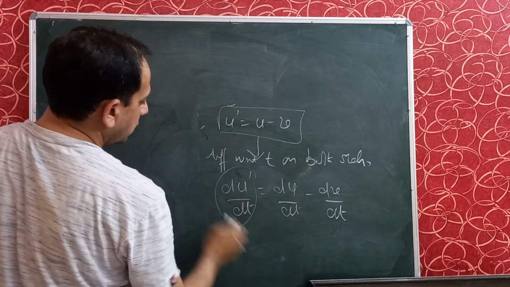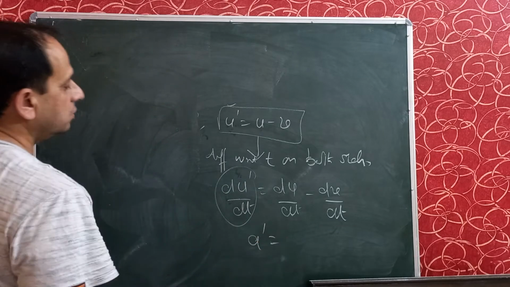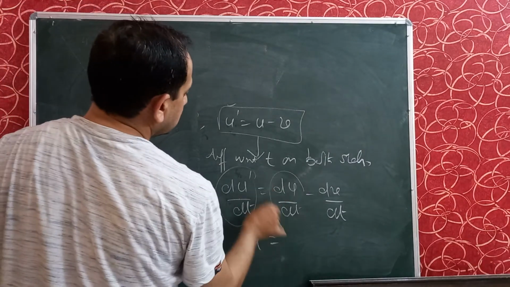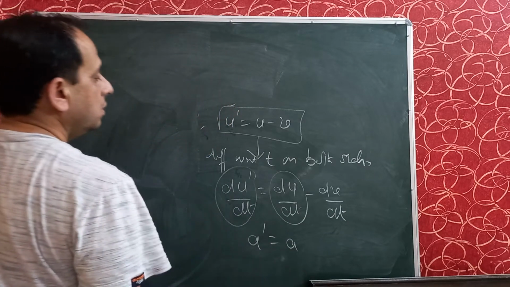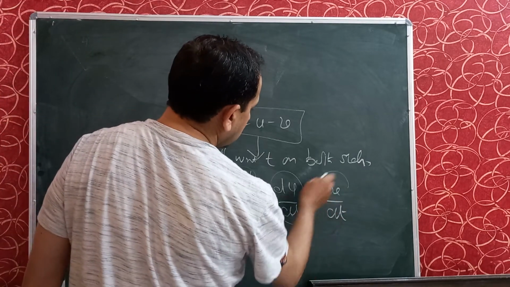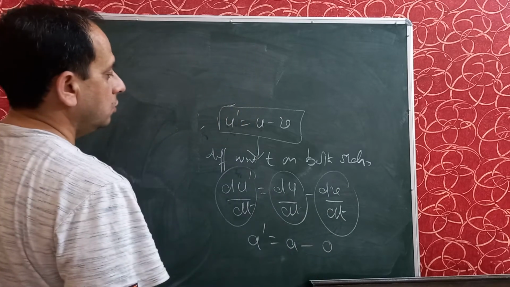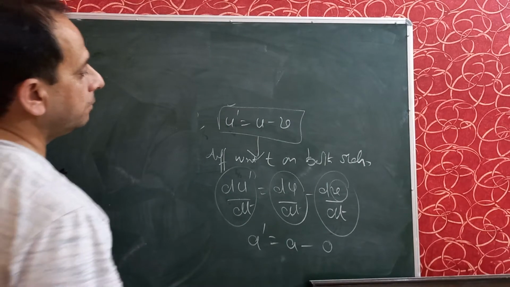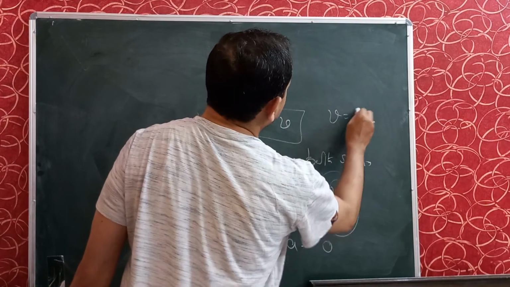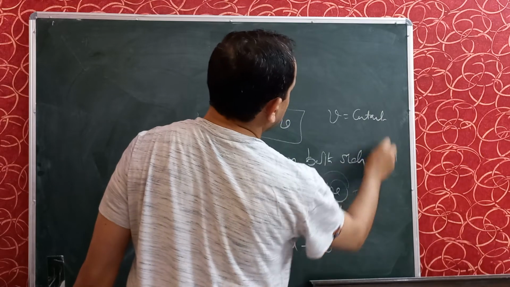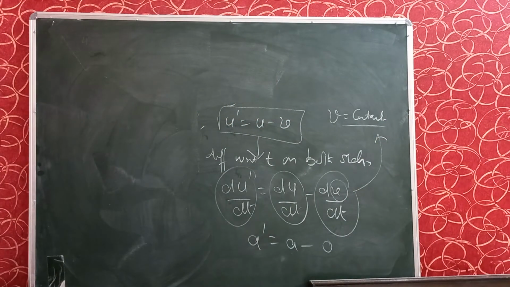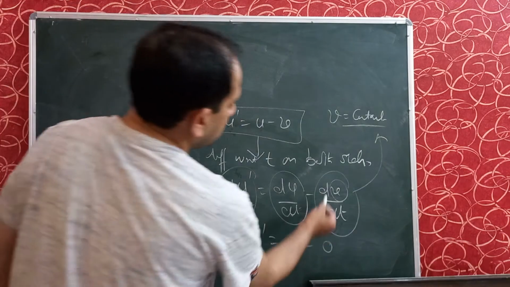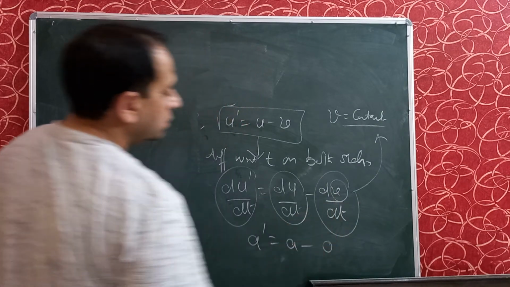What is this? It is the acceleration component in the S dash frame, and this is the acceleration in the S frame, minus 0. Why is it 0? Because v is the velocity of the frame, and the velocity of the frame is constant. You know that the velocity of the frame is constant because the frame is inertial, and an inertial frame is one which is moving with constant velocity or uniform motion. Therefore, the derivative of a constant term is always 0.